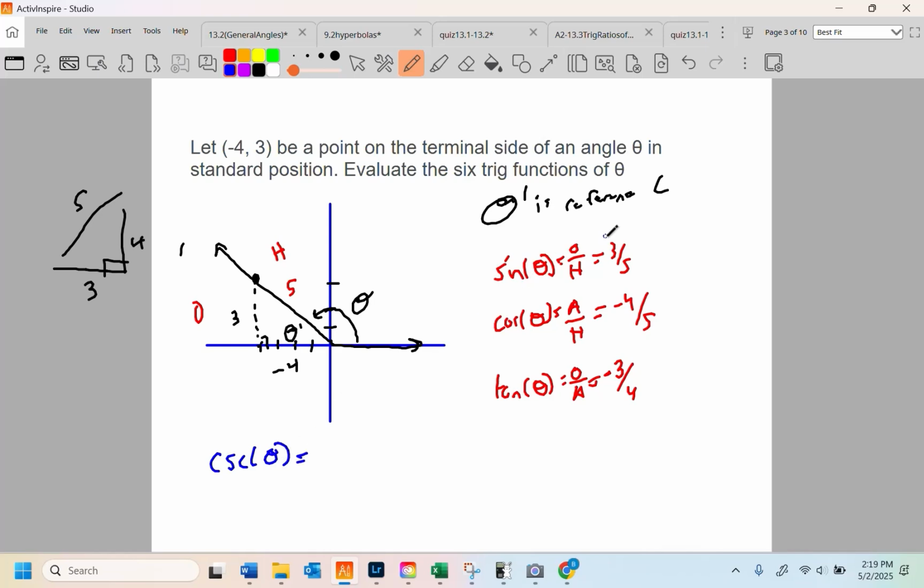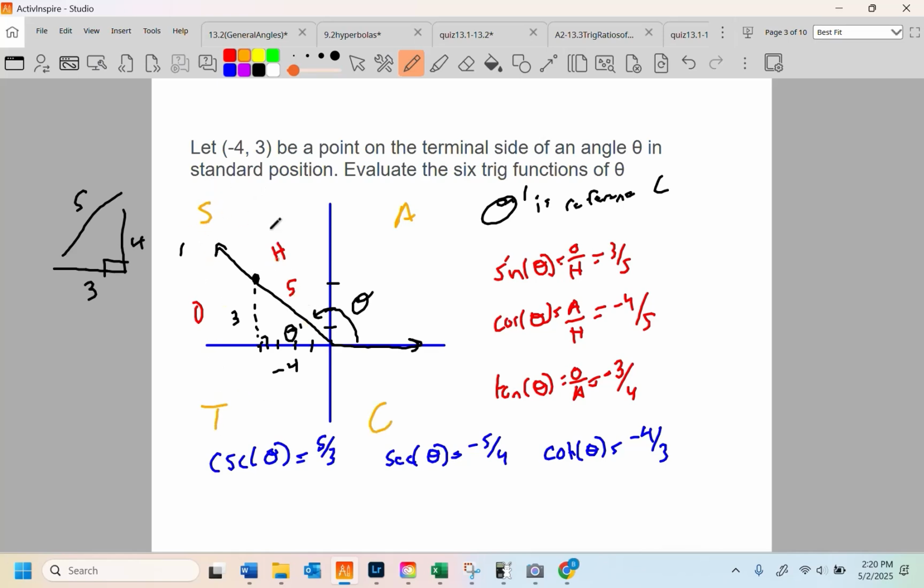Cosecant is the reciprocal of sine. If sine's 3/5, cosecant's 5/3. Secant is the reciprocal of cosine. If cosine's -4/5, this guy's -5/4. And then you have cotangent, which is the reciprocal of tangent. And if tangent's -3/4, cotangent's -4/3. Just flip them. And this is coming in these section notes here, but ASTC.